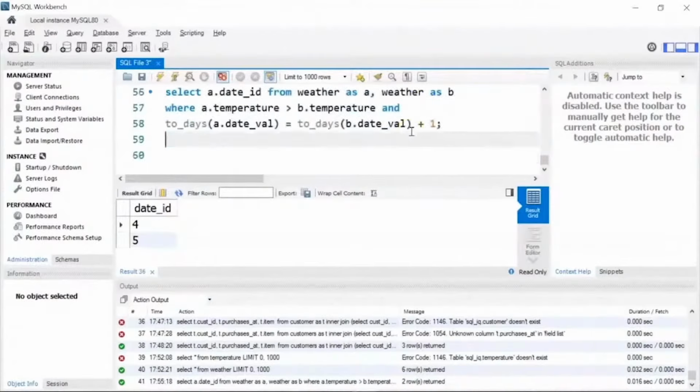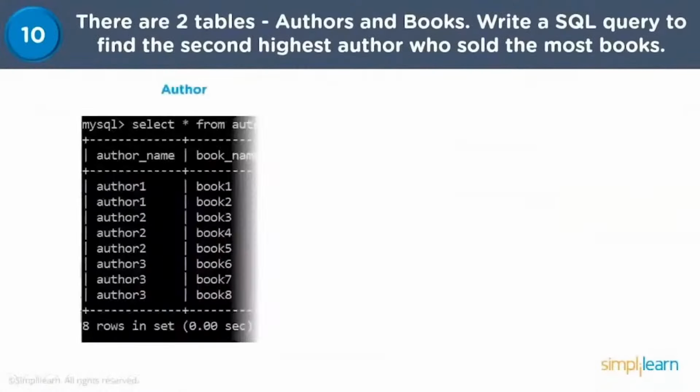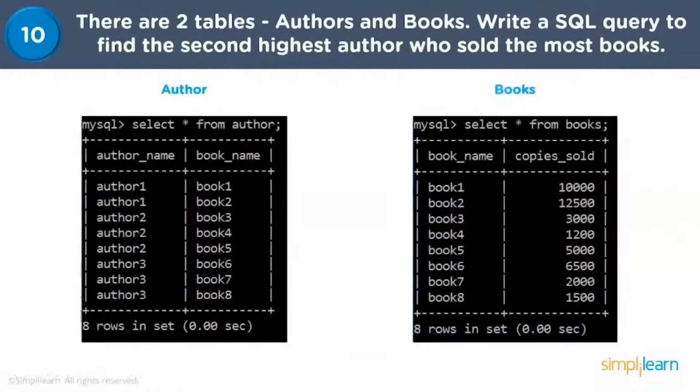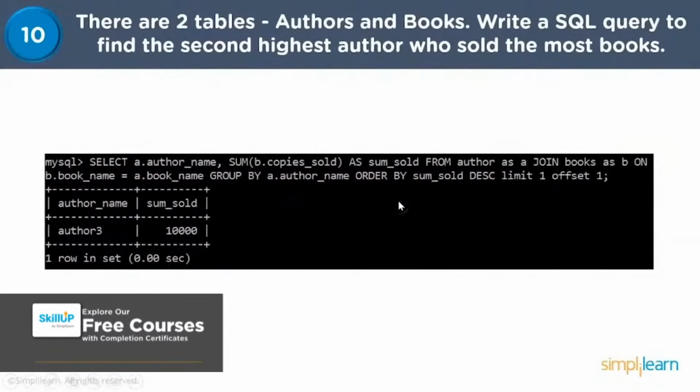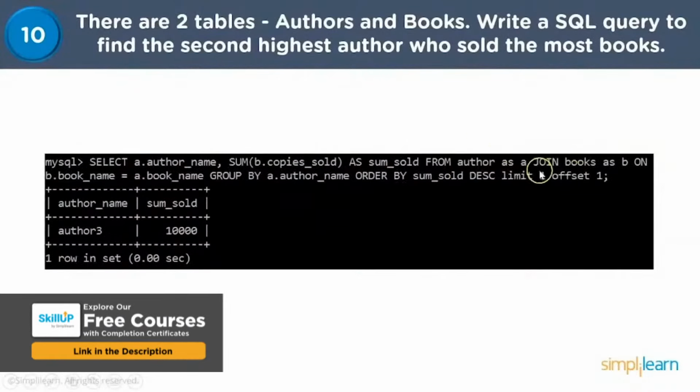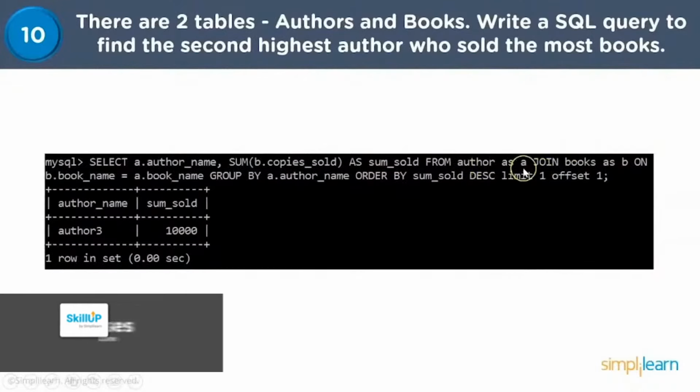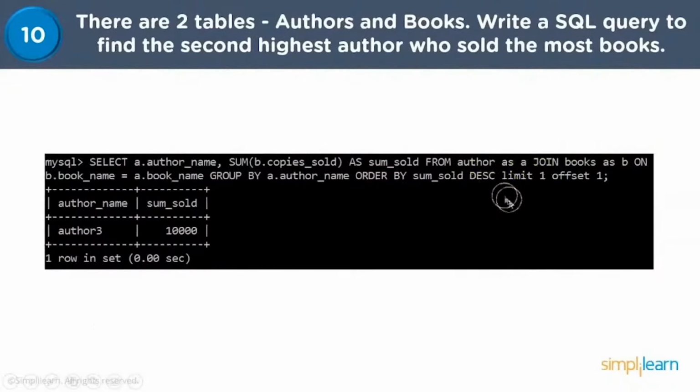Alright. Now coming to the last question on this interesting session on SQL interview questions for data scientists. So there are two tables. One is the authors table and the other is the books table. I want to write an SQL query to find the second highest author who sold the most number of books. Now this is going to be my SQL query. Again, we are going to use joins on both tables author and books along with limit and offset operators. So let me show you how to do it.